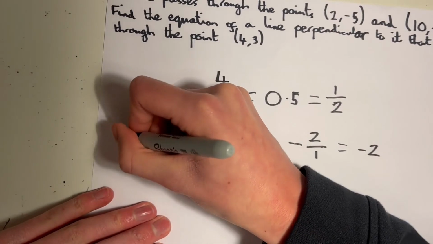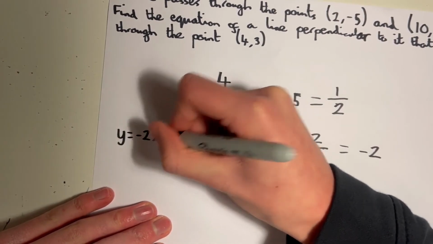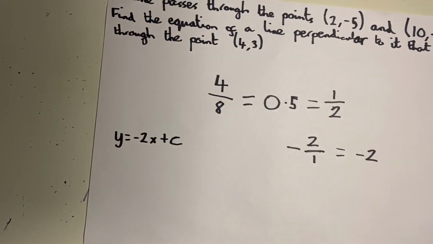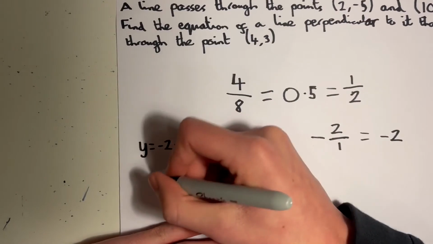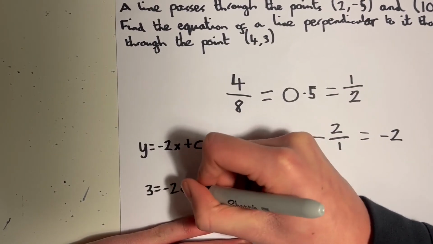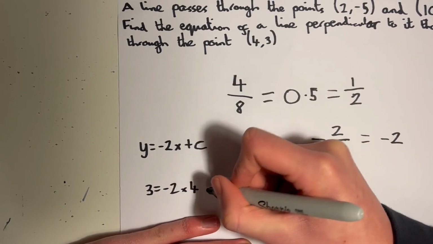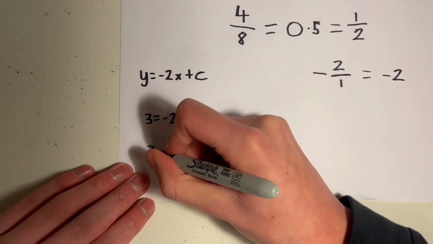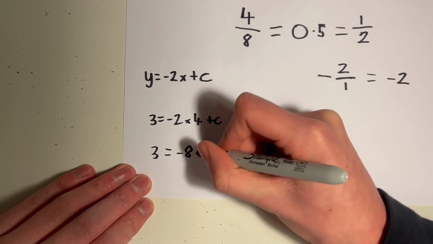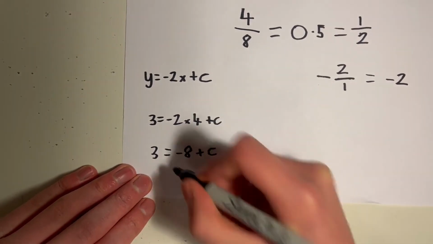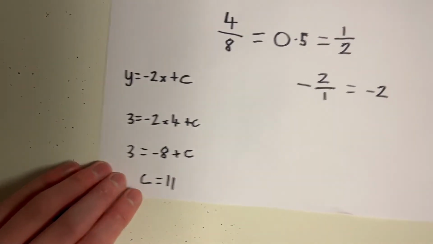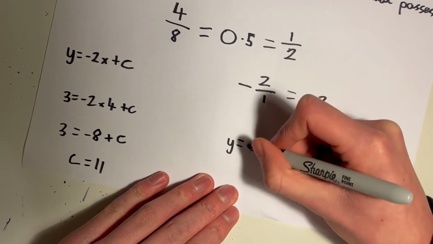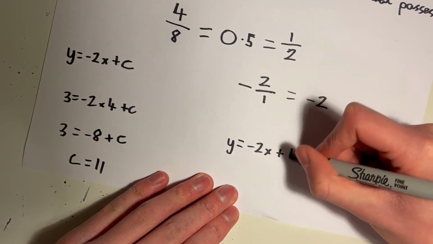So far we've got y equals minus 2x plus c. And we know a y coordinate and, get ready for it, an x coordinate. So 3 equals minus 2 times 4 plus c. And that will simplify to 3 equals minus 8 plus c. If we add 8 on both sides, we get c equals 11. So the final equation is y equals minus 2x plus 11.